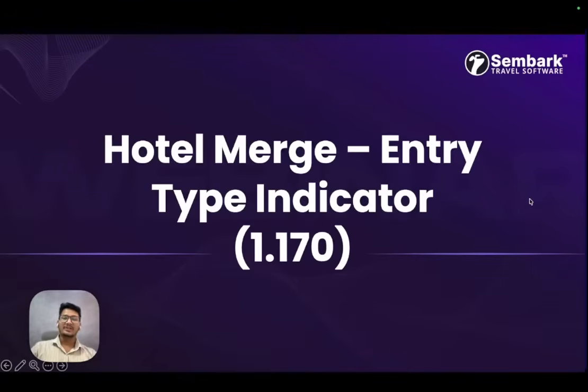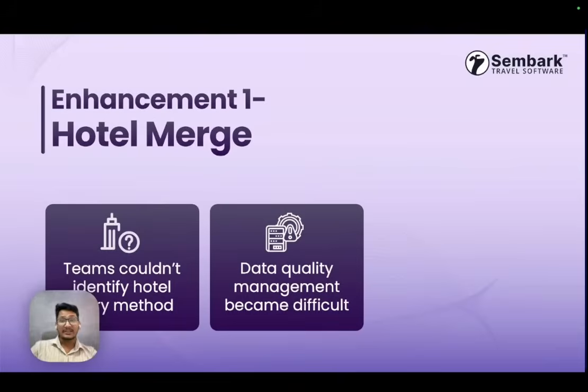which is the hotel merge entry type indicator. It's a small change, but very useful. As we already know, sometimes duplicate entries get created inside the system. This can happen for many reasons. Sometimes a team member has manually added the same hotel because they were not able to find it, so they manually created that hotel. Or maybe sometimes a hotel is added through a sheet.